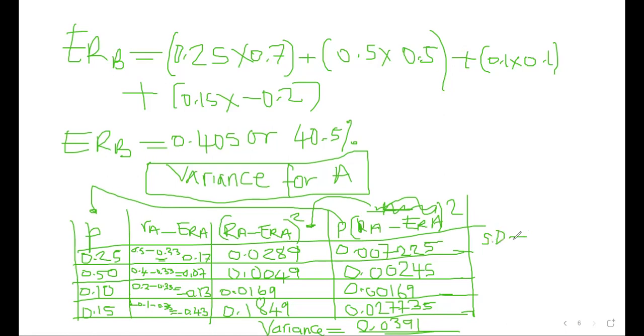Getting down to the SD, the standard deviation. SD is the square root of the variance. If they ask you a question about it, it is the square root of the variance. So our SD is simply the square root of our variance, 0.0391. So our SD will be equal to 0.19.